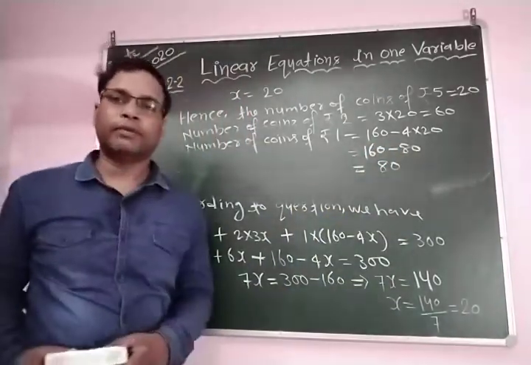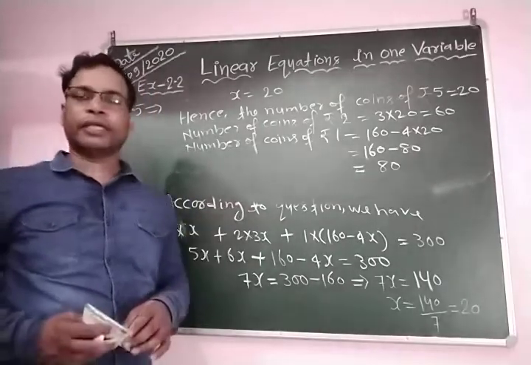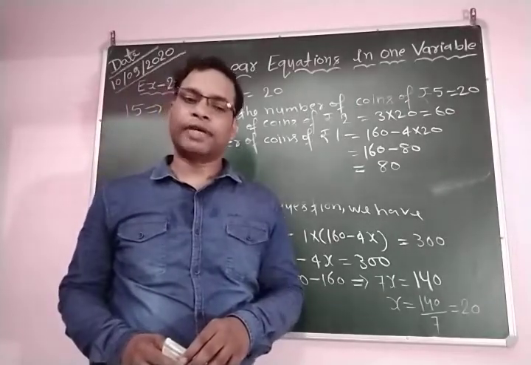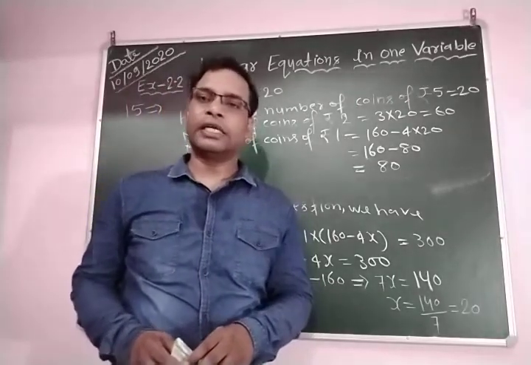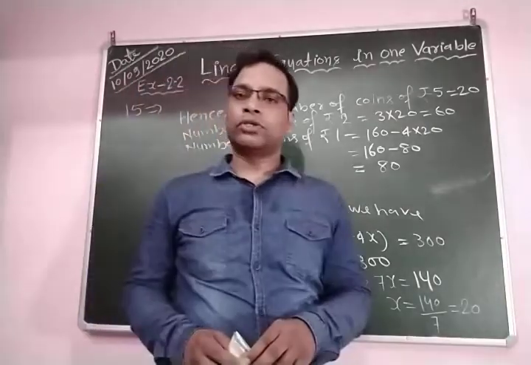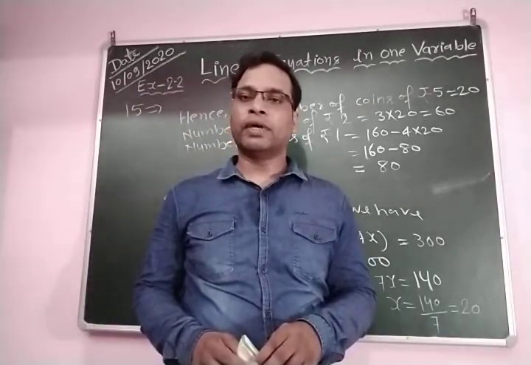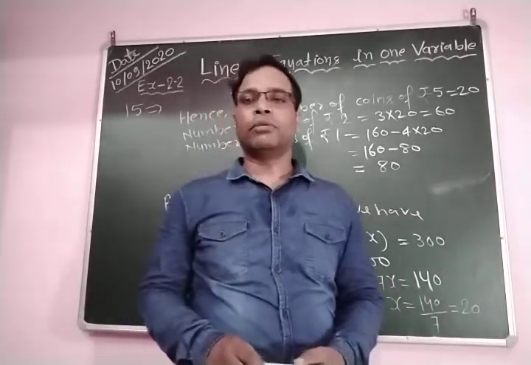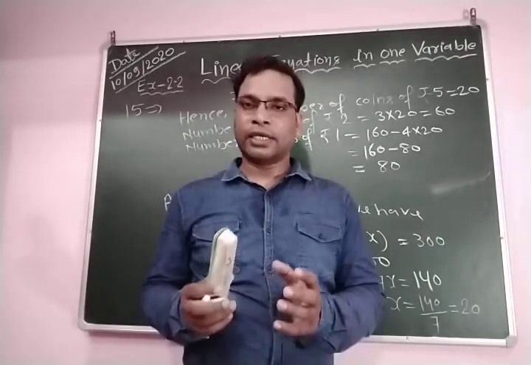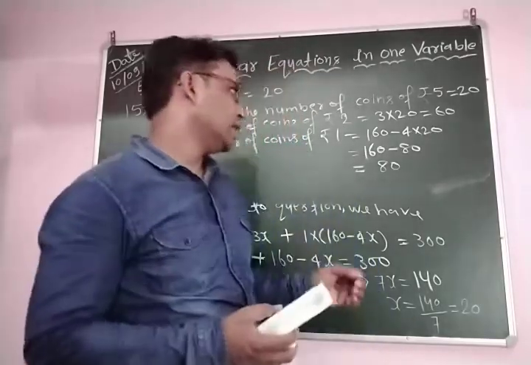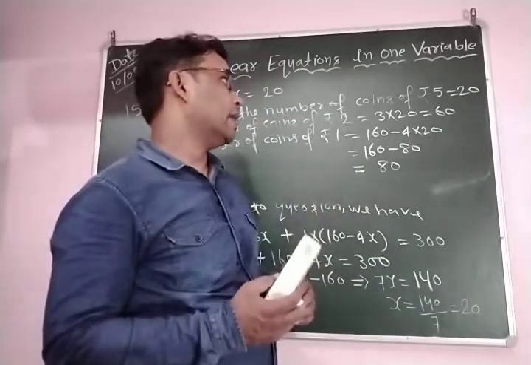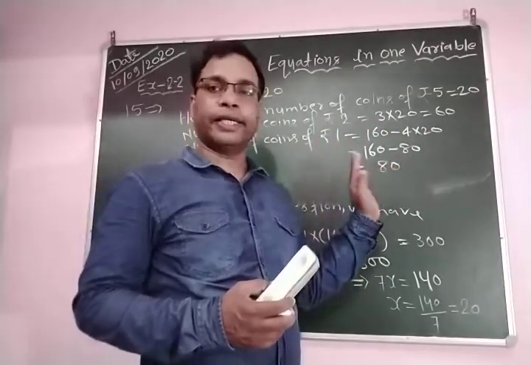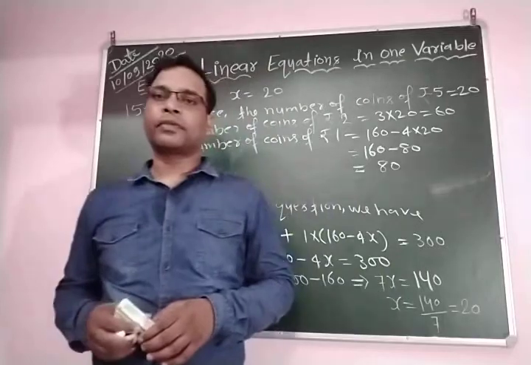So students, I hope all of you understood this question. The types of coins are 1 rupee, 2 rupees and 5 rupees, and one condition is that the 2 rupee coins are 3 times the 5 rupee coins, the total number of coins is 160, and the total amount is 300 rupees. With the help of these conditions, we find that the number of coins of 5 rupees is 20, of 2 rupees is 60, and of 1 rupee is 80. I hope all of you understood this question.